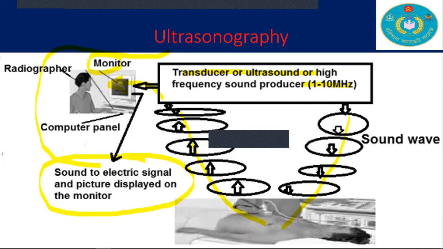Once again, we use a transducer that produces sound waves, and it is reflected from the body. A radiographer, by using a computer panel monitor, gets the sound as an electric signal, and the picture is displayed on the monitor. This process is called ultrasonography.